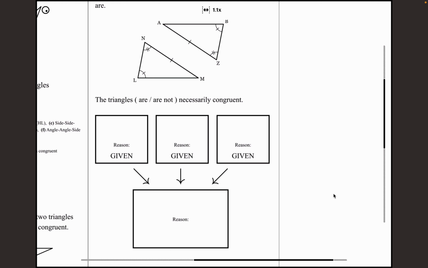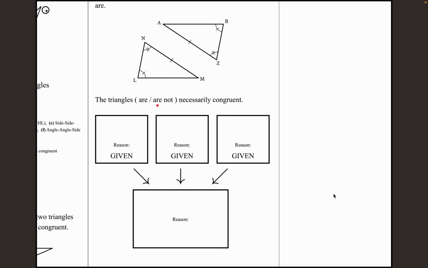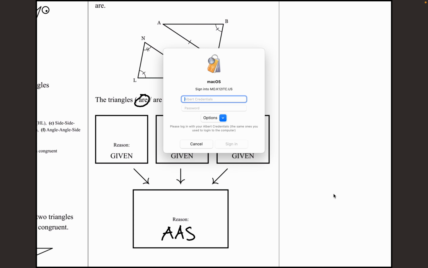Now, let's look at the two triangles first, okay? The two triangles. What is this an example of? Can we agree that it's angle, angle, side? Okay, so are they congruent or are they not congruent? They are. So if they are congruent, what did we just say it is? Quinn? So I'm going to put AAS down here. We have to fill out the rest of these boxes, okay? But it's really simple right here.